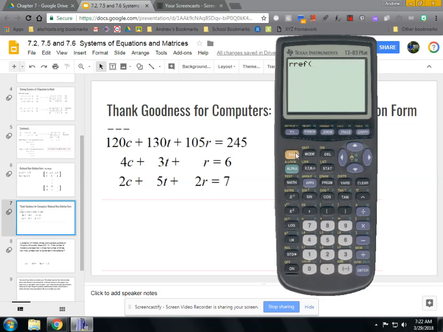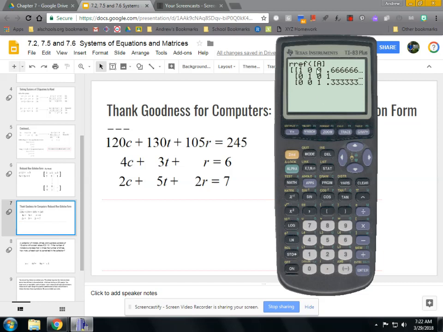So I need to go back into the matrix, second matrix, and I want to apply it to matrix A. So I'm going to select the matrix that I'm going to apply it to. We'll do that one more time, a little bit quicker, just so you can see it again. So you go matrix, math, scroll down to reduced row echelon form, and then we're going to select the matrix that I want, matrix A, and I'm going to push enter. And here we have it.